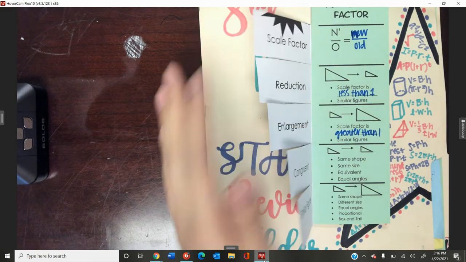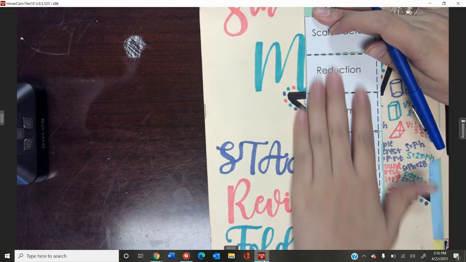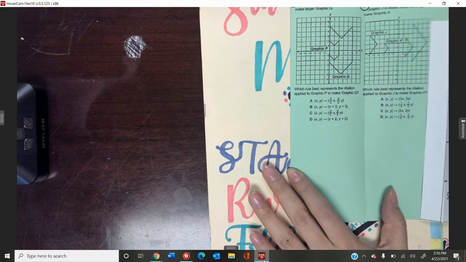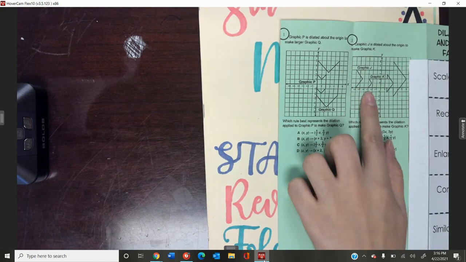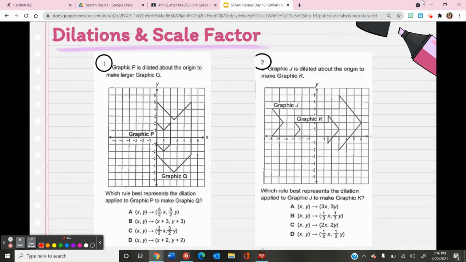Okay. So now you can go ahead and close this up. These were your definitions that you needed to know for dilations and scale factor. And you're going to go ahead and open it up this way. And we're going to look at number 1 and 2 first. So number 1 says graphic P is dilated about the origin to make larger graphic Q. Which rule best represents the dilation applied to graphic P to make graphic Q? So they're telling us we're starting off with P and we're making Q. So this means P is my old, Q is my new.